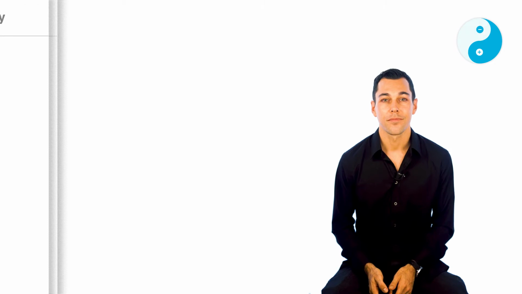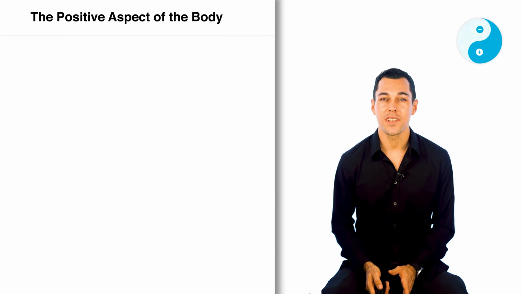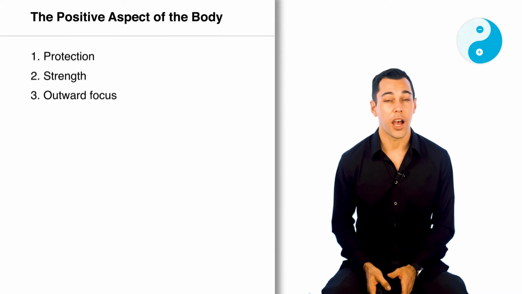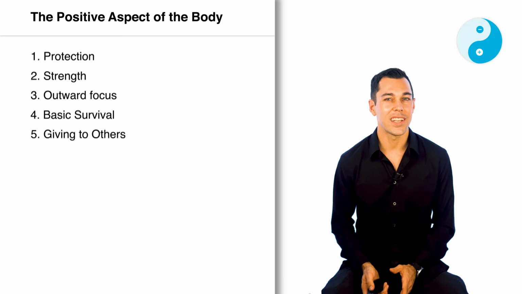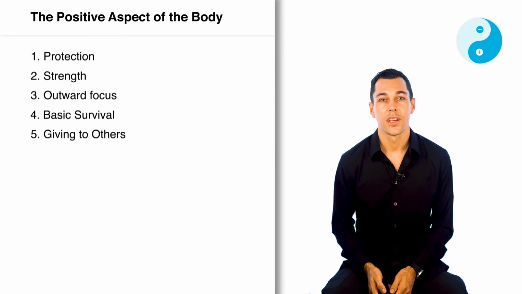The positive aspect of the body represents things like protection, strength, outward focus, basic survival, and even giving to others. Different parts of the body are in fact either negative or positive, depending on where they are and what they do.